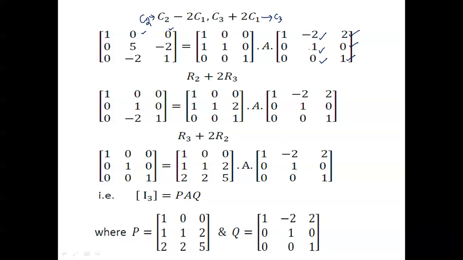Okay. Now in the left hand side matrix, the first row and first column contain only 1. Now we come to the second row and second column. So this is the 5.